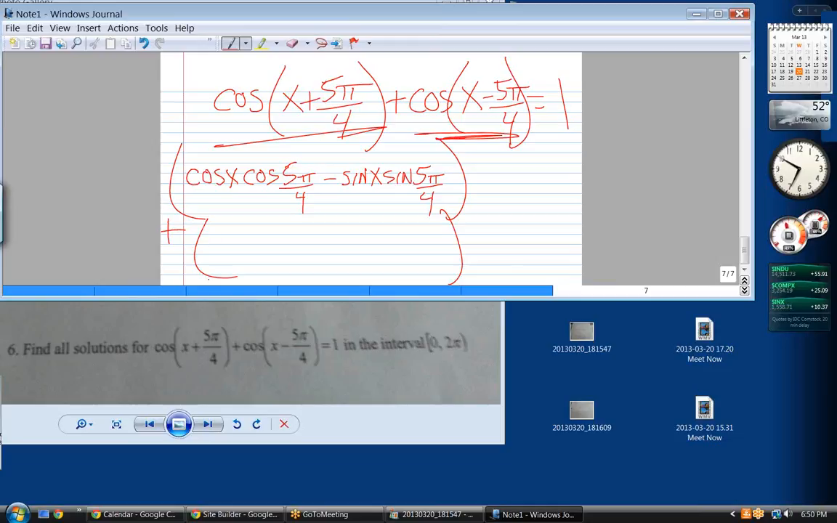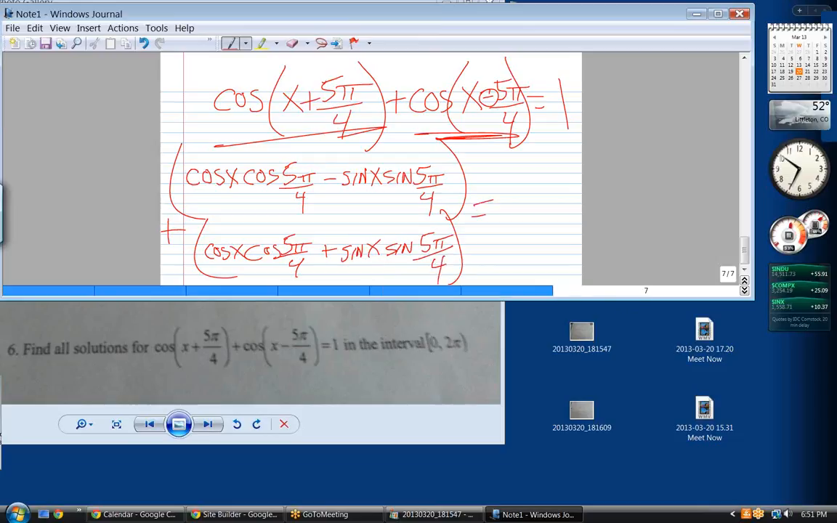What's this part over here? Let's see, it'll be cosine of x, cosine of negative 5 pi over 4. No, we're going to use the 5 pi over 4, but not the negative, because this is going to be the difference formula. In other words, there's a formula for the sum and there's a formula for the difference. So this one will be a plus sign, because the first one was minus, so this needs to be plus to be opposite that minus. So now we have sine of x, sine of 5 pi over 4.